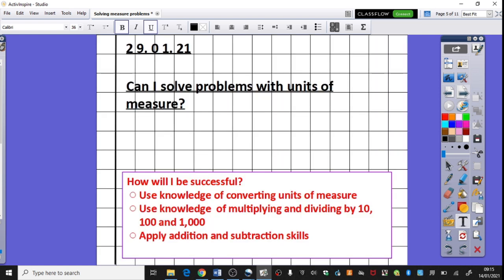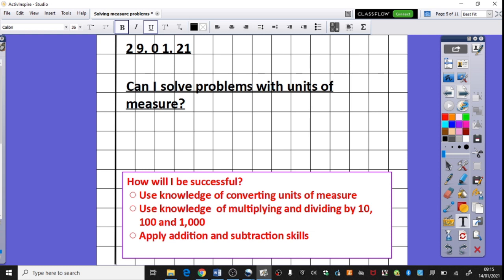Our final session of the week then is Can I Solve Problems with Units of Measure? We're going to be continuing to draw on our knowledge of conversions in order to solve some different measure problems today. So how will we be successful?